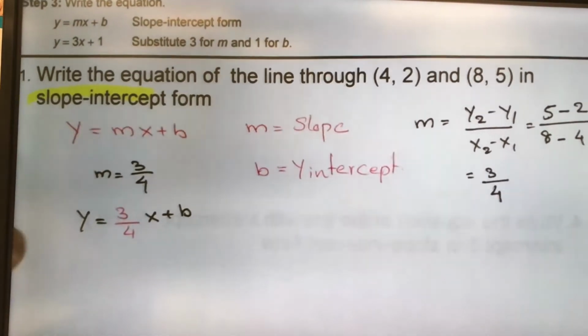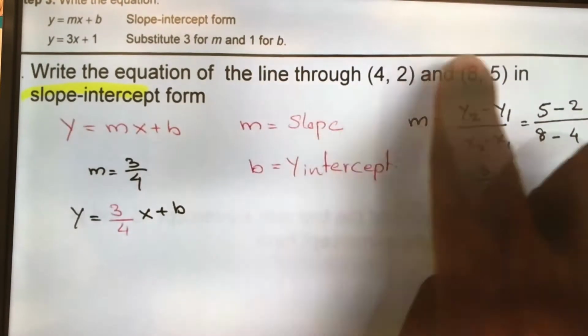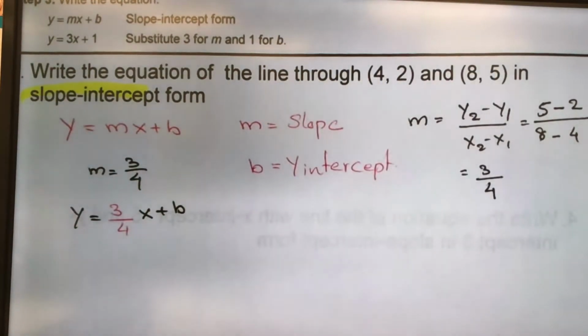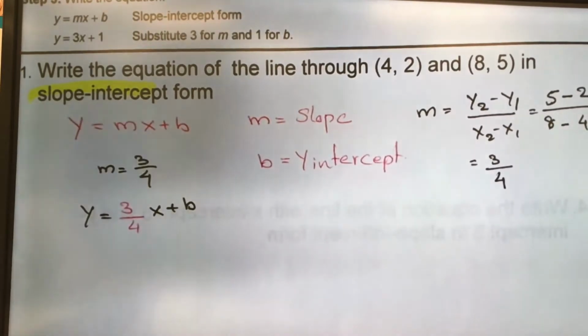And one more step close to my answer. So if I have b also, I have all answers. So now I need to figure out the b. So to figure out the b, choose any one of these points. Doesn't matter which point you use, (4, 2) or (8, 5). So for the time being, I am going to choose (4, 2). So choose the point (4, 2).